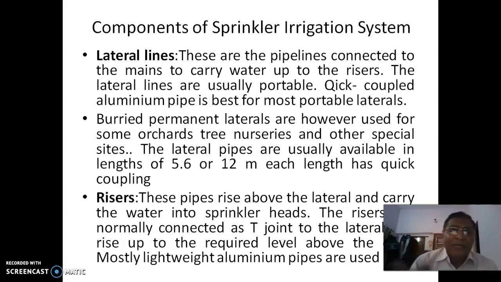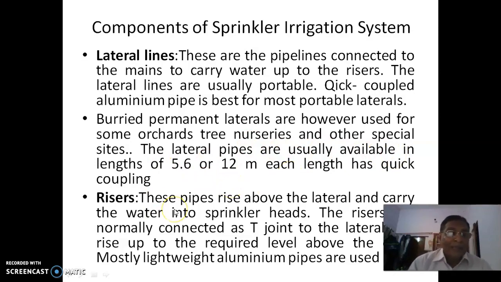Some people do put them permanently. If you are arranging them permanently, that's good, but it is always better to have movable ones, so aluminum pipes are resorted to. Buried permanent laterals are, however, used for some orchards, orchard trees, nurseries, and others. When you have an orchard or a nursery, you can definitely put the lateral pipelines permanently. The lateral pipes are usually available in lengths of 5, 6, or 12 meters each.